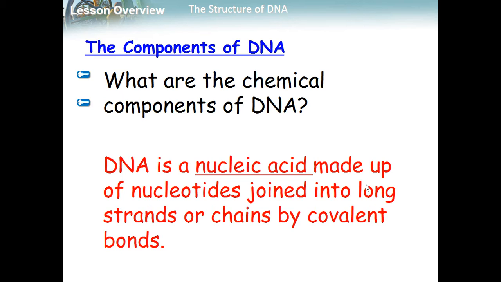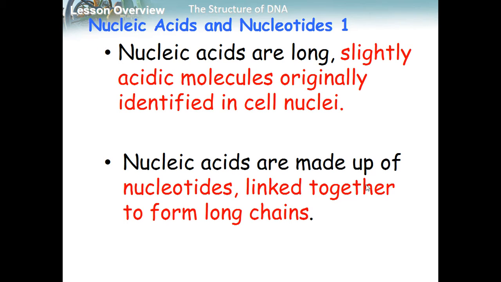DNA is a nucleic acid made up of nucleotides. This is what you need to know. It's nucleotides joined together by long strands of covalent bonds. Nucleic acids are very long, slightly acidic molecules originally identified in the cell nuclei. Nucleic acids are made up of nucleotides linked together to form long chains.